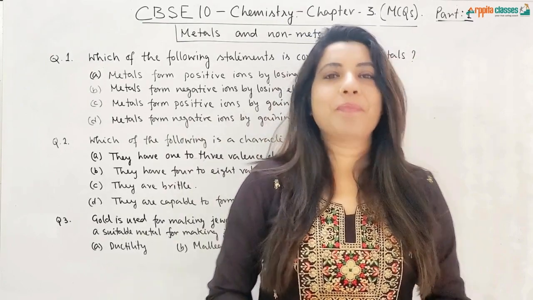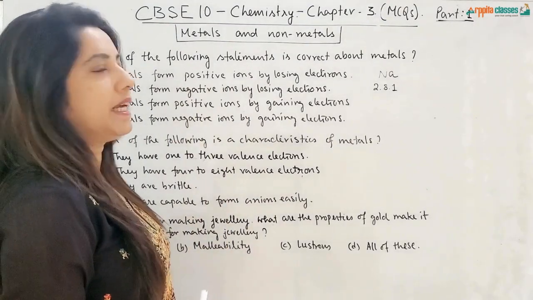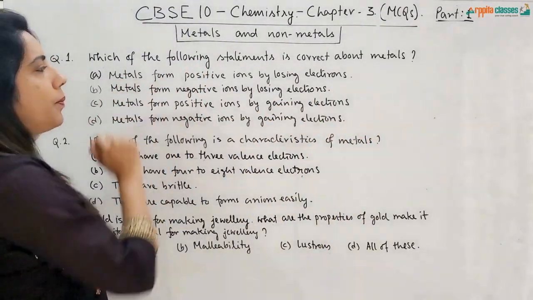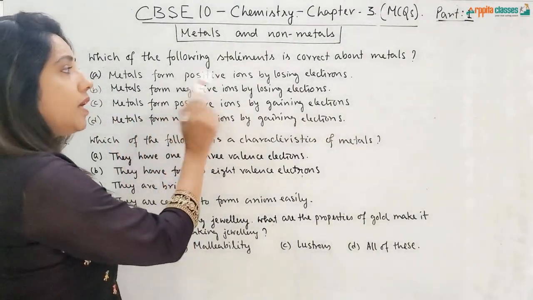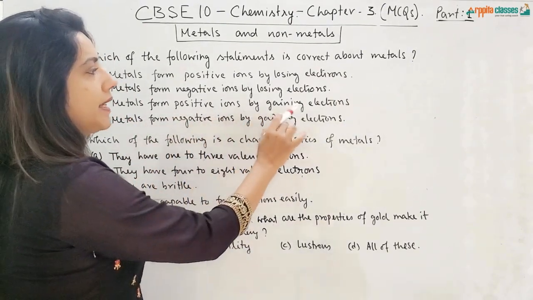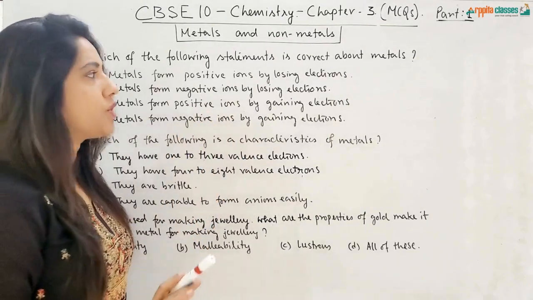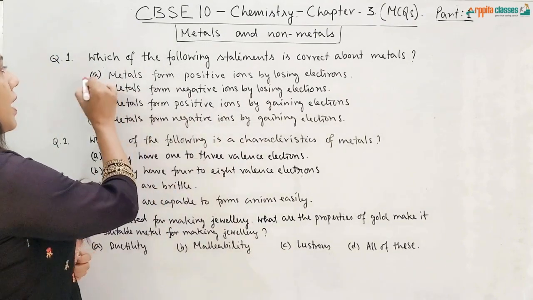Let's get started. The first question is, which of the following statements is correct about metals? First one is, metals form positive ions by losing electrons. Metals form negative ions by losing electrons. Metals form positive ions by gaining electrons. Metals form negative ions by gaining electrons. First of all, metals form positive ions by losing electrons is the right option.